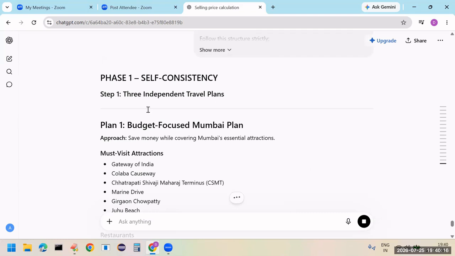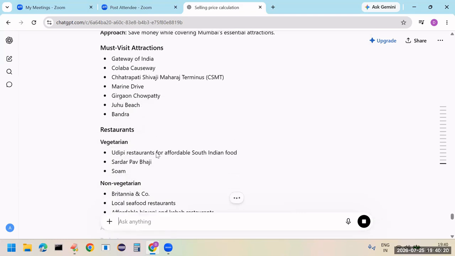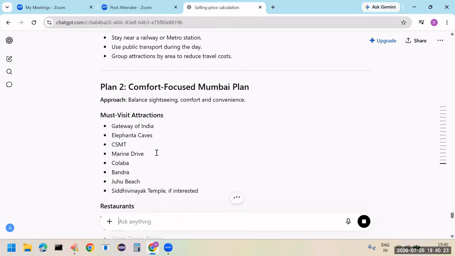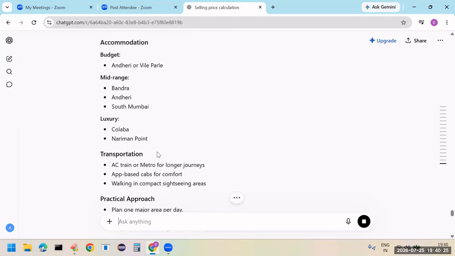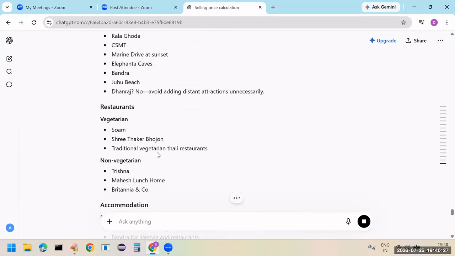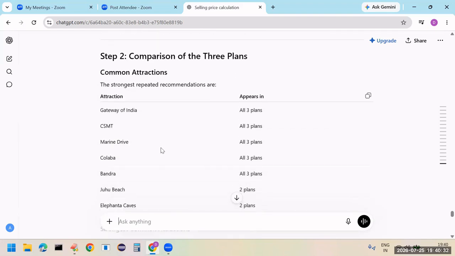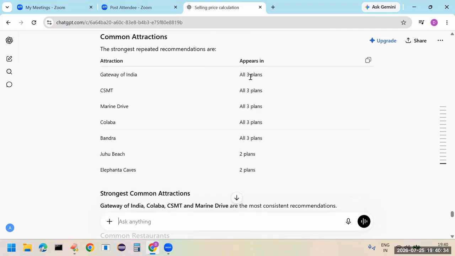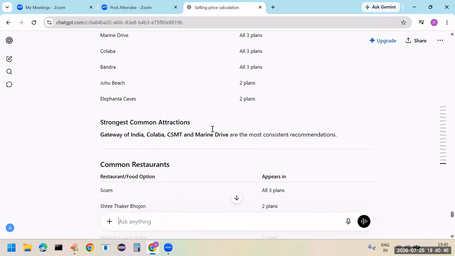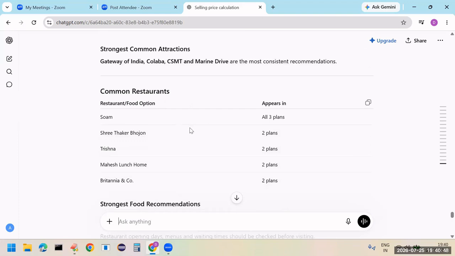Phase 1, self-consistency. Step 1, 3 independent travel plans. Plan 1. Plan 2. Plan 3. Step 2, compare the 3 plans. Have you observed? Gateway of India in all 3 plans. CSMT, all 3 plans. Marine Drive, all 3 plans. Have you observed? Juhu Beach, only 2 plans. Elephant Caves, only 2 plans. Strong common attractions.